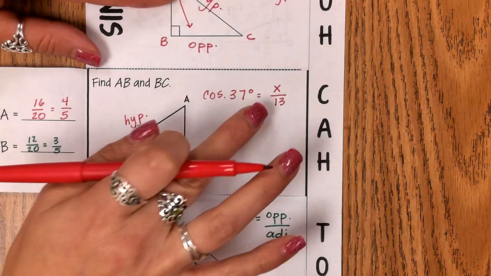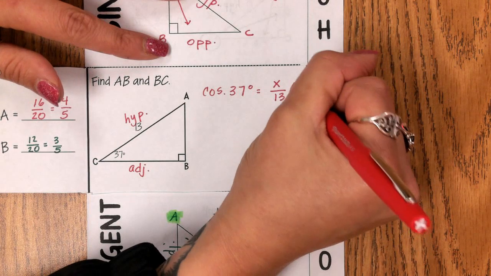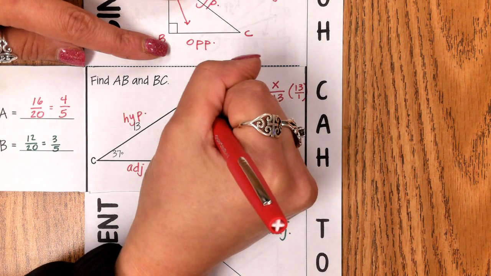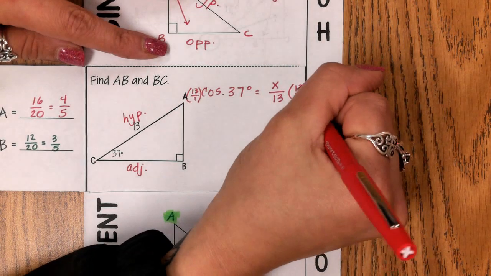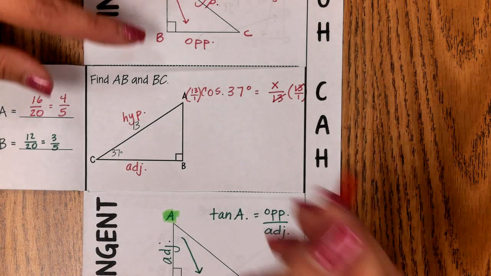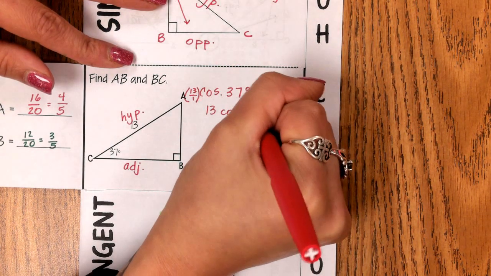Okay? So on this one, I'm going to multiply both sides by what number? 13. Very good. So again, you have to cancel out that fraction on that side for this to work. So when I cancel that out, my new equation is going to be 13 cosine 37.